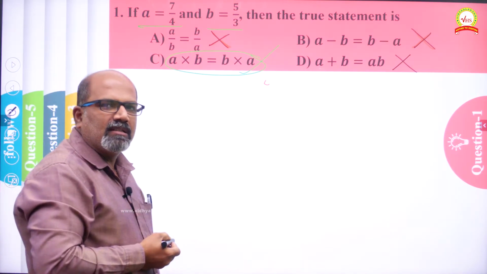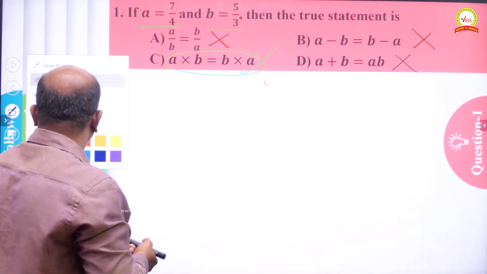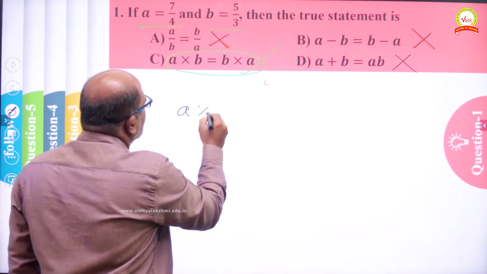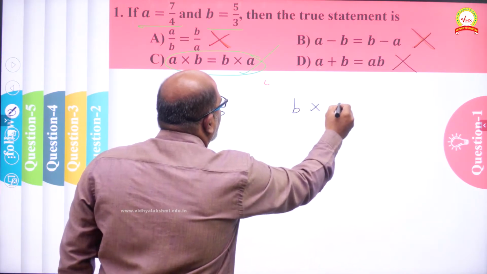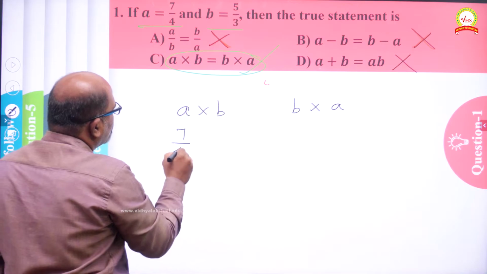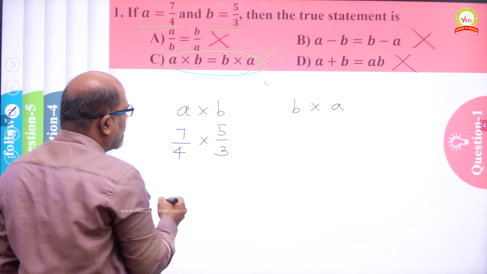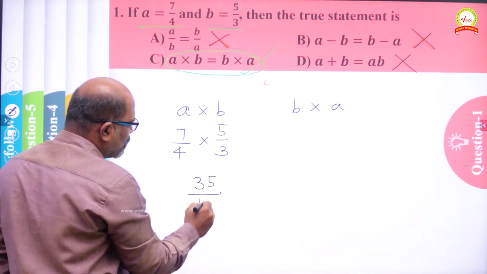You all easily understand this. If you want, I can do it. See, if you want to do this, I just check A multiplied by B and B multiplied by A. I want to check it separately. For A it is given 7 by 4 and B is 5 by 3. So when I multiply this, what will I get? 7 fives are 35 and 4 threes are 12.